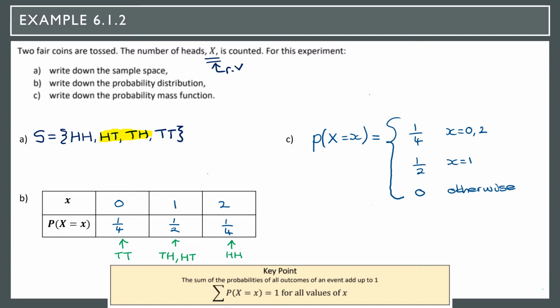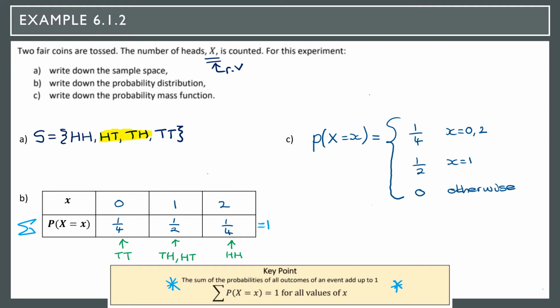So finally, part C asks us to write down the probability mass function. These should be the probabilities that you found in part B, but just written in a slightly different format. It is important to note that the sum of the probabilities of all outcomes of an event should add up to 1. So this can be a really good sense check during an examination. If you take the sum of your probabilities, these should all add up to 1. Here we can see that is true and it holds.